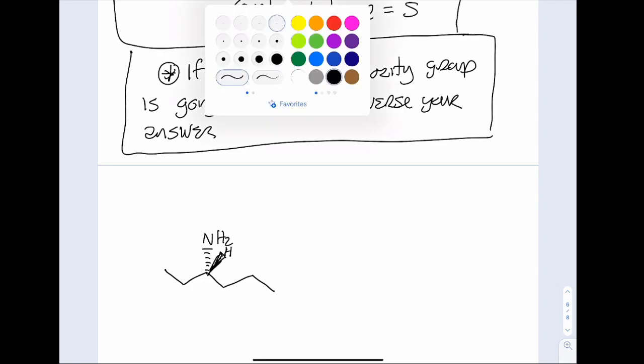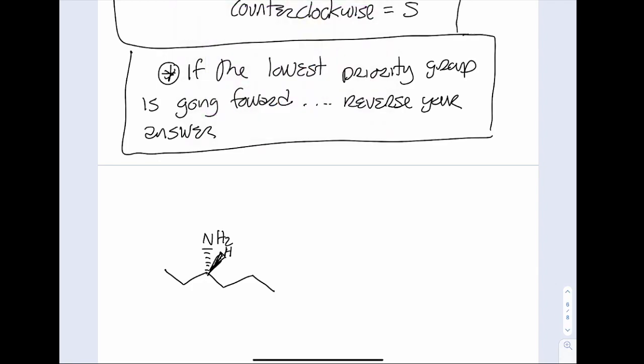So we're going to assign priority. I'm comparing a nitrogen to a carbon to a carbon to a hydrogen. Nitrogen has the higher atomic number, so that's going to be number 1. This carbon is bonded to 1 carbon and 2 hydrogen. This carbon is bonded to 1 carbon and 2 hydrogen.